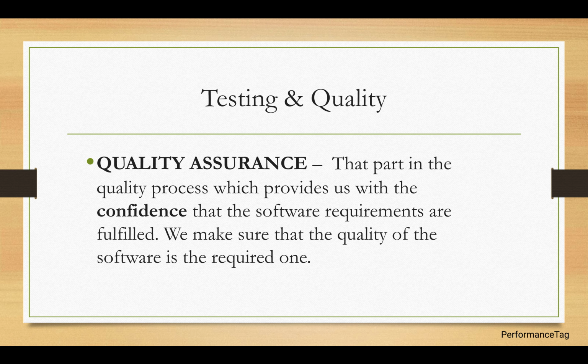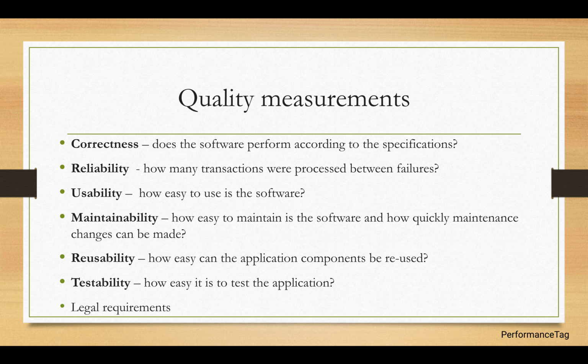Quality assurance. The part in the quality process which provides us with the confidence that the software requirements are fulfilled. In other words, using quality assurance, we make sure that the quality of the software is the required one. And now, how can we measure the quality? We will measure it using these few items.